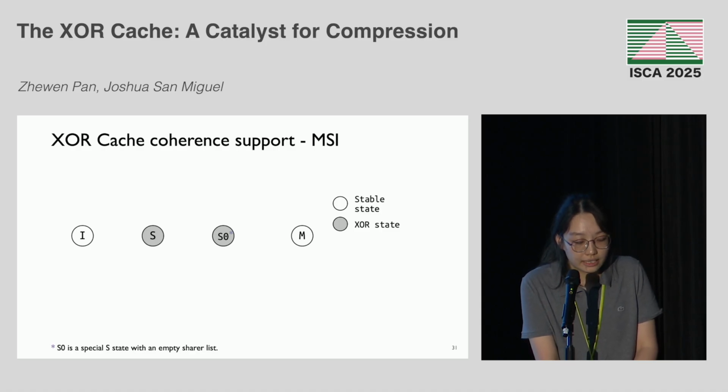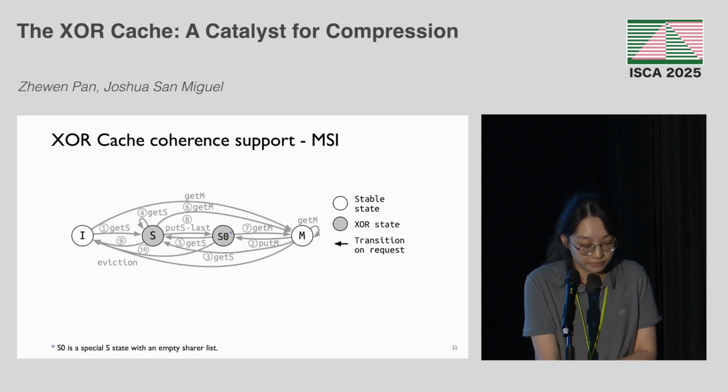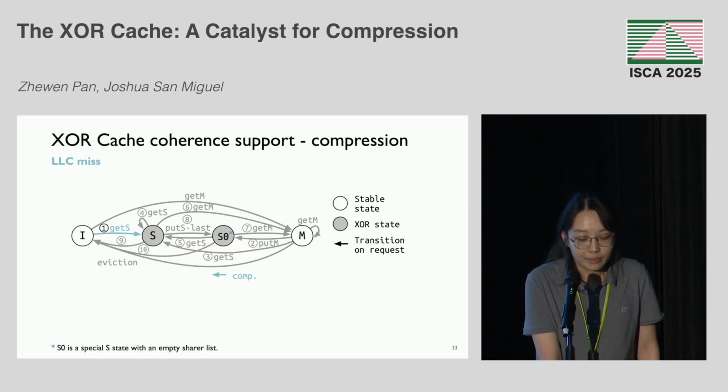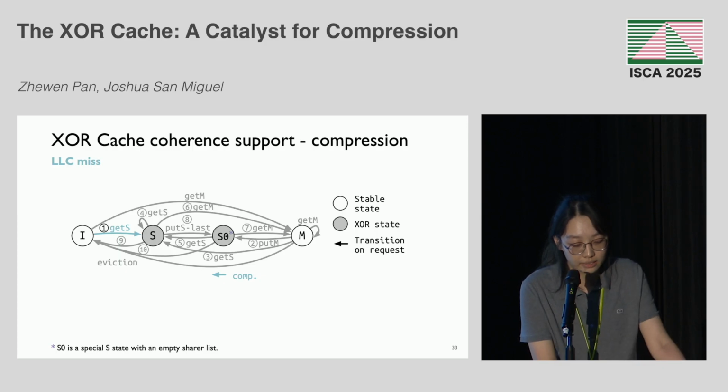Note that an M-state LLC line is potentially stale and has a more up-to-date copy in its private cache. This forbids reconstructing the original line, so we cannot XOR an M-state line. Here are the transitions between the stable states. Compression can happen on those insertion edges, transitioning within or into the XOR states.